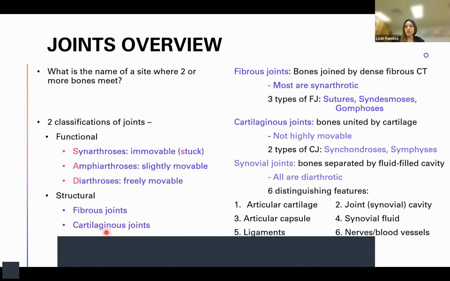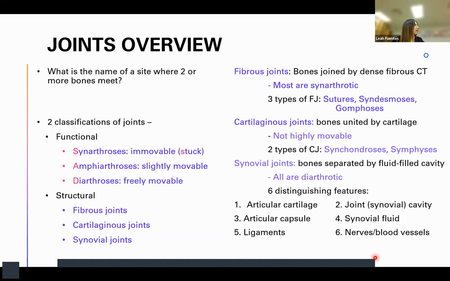And then the function of joints is to provide the skeleton with mobility, hold it together, and to protect it. So besides the hyoid, every bone forms a joint. Again, that's why the hyoid is called the free-floating bone, because that one does not articulate with any other bone. So specifically with joints, we have 2 types. We have functional and structural.